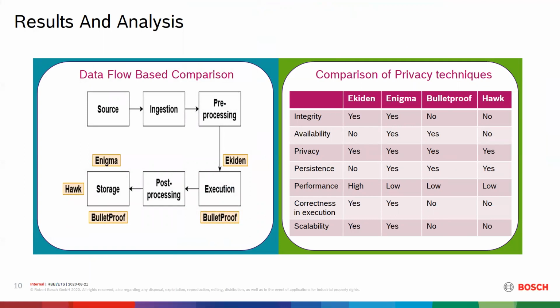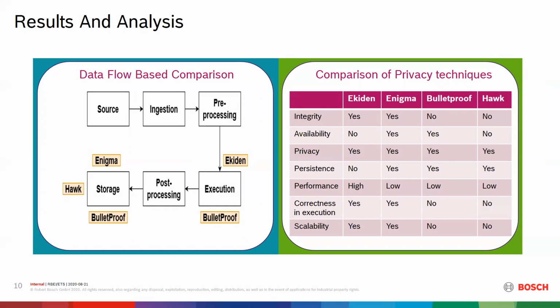In our results and analysis, we have given a comparison based on data flow model and based on the parameters the frameworks could support. The data flow model includes source, ingestion, pre-processing, execution, post-processing, and storage. Bulletproof is a framework that could provide privacy and confidentiality within the storage and execution part of the data flow model. Enigma and Hawk can provide privacy and confidentiality within the storage part of the data flow model. And Ekiden is a framework which could provide privacy and confidentiality within the execution part of the data flow model.